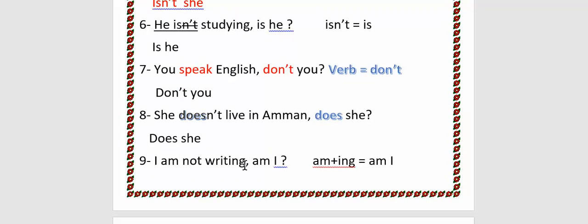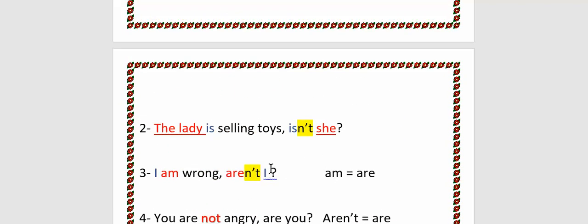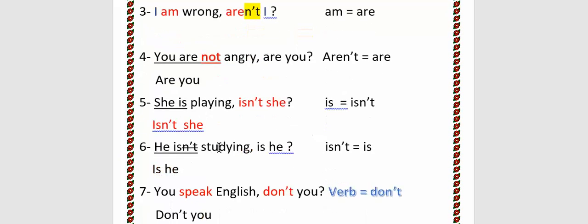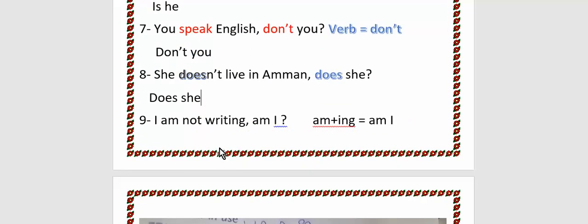I am not writing. Here it's followed with ing, so it's not changed to are as here. Here is followed with an adjective, so it's changed to are. But here it's not followed with an adjective, it's followed with ing. For that, I am stays as it is. Am I? I am not. The opposite of I am not is am I.